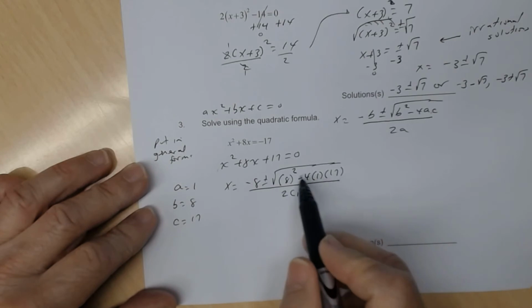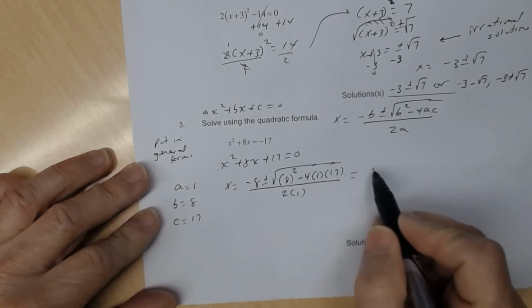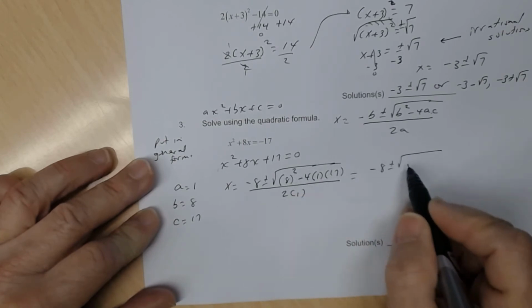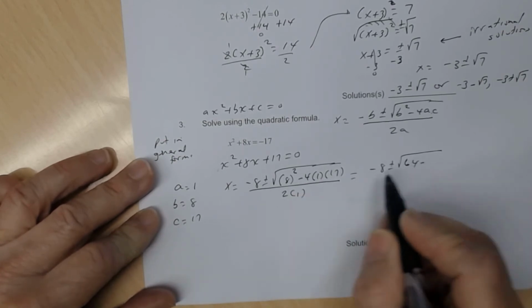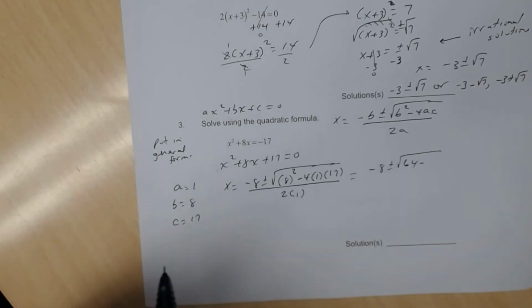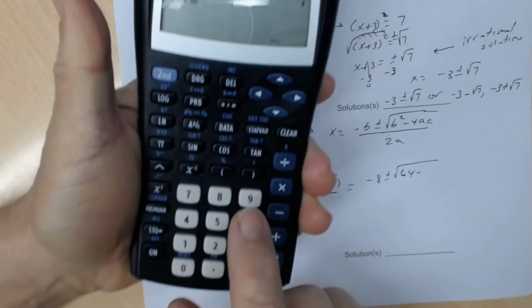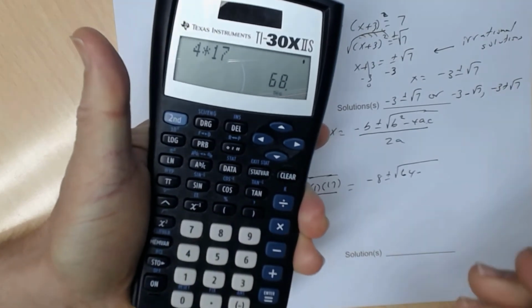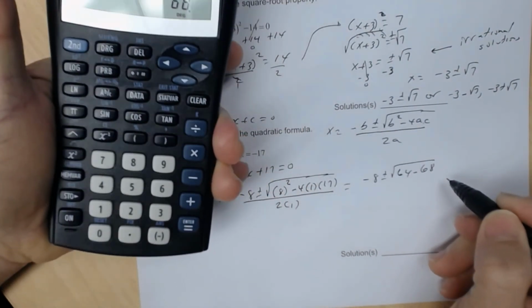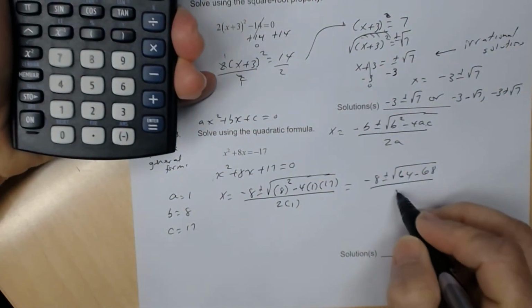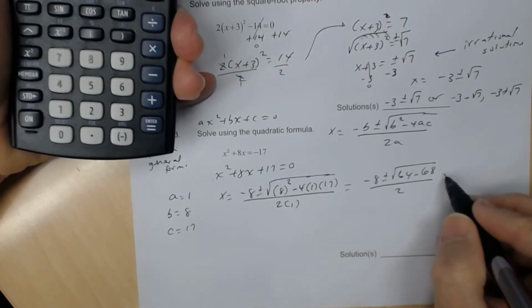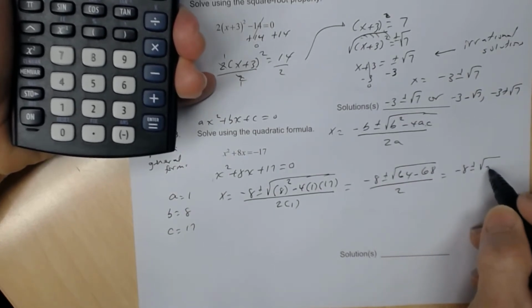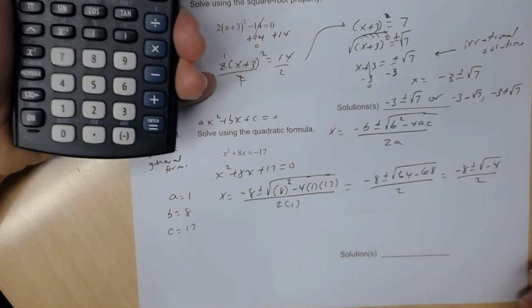Alright, I'm going to go ahead and simplify the discriminant. So I'm going to get negative 8 plus or minus the square root of 8 squared is 64, minus 4 times 1 times 17. So 4 times 17 is going to be 68. Okay? All divided by 2. So I'm going to get negative 8 plus or minus the square root of, now 64 minus 68 is a negative 4, divided by 2.